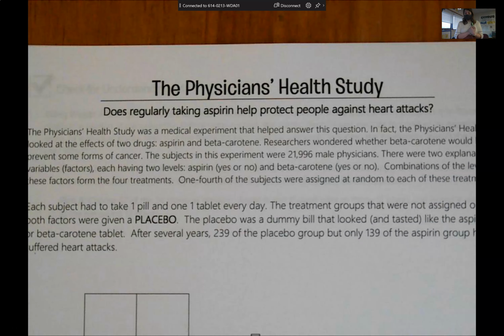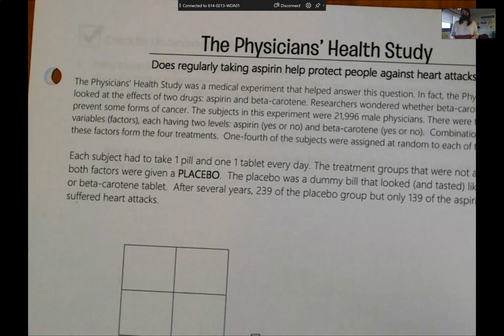Researchers wondered whether beta-carotene would help prevent some forms of cancer. So the aspirin was included for the heart attacks, beta-carotene for cancer. The subjects in this experiment were 21,996 male physicians. There were 2 explanatory variables or factors, each having 2 levels.